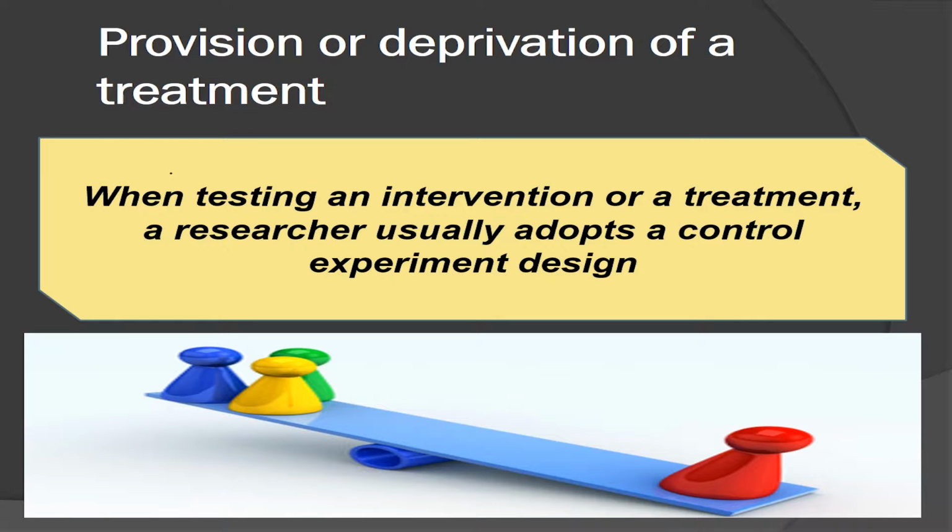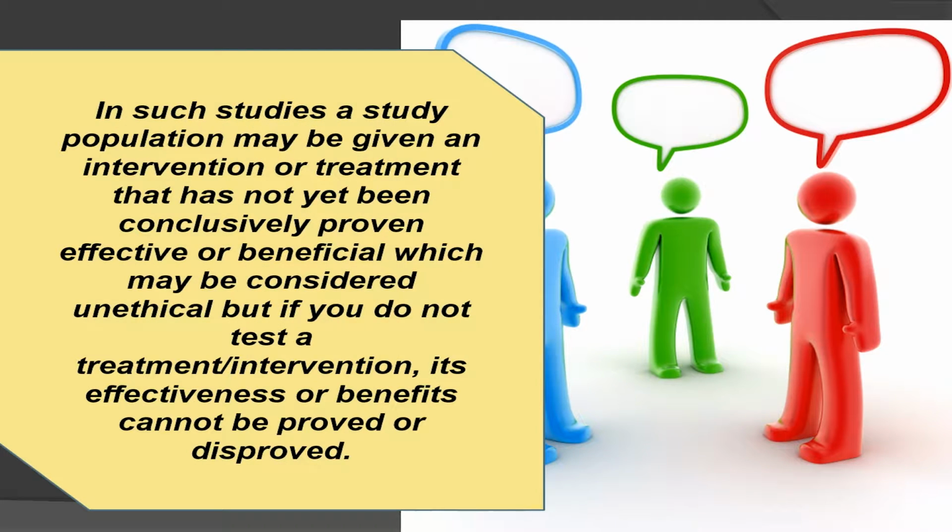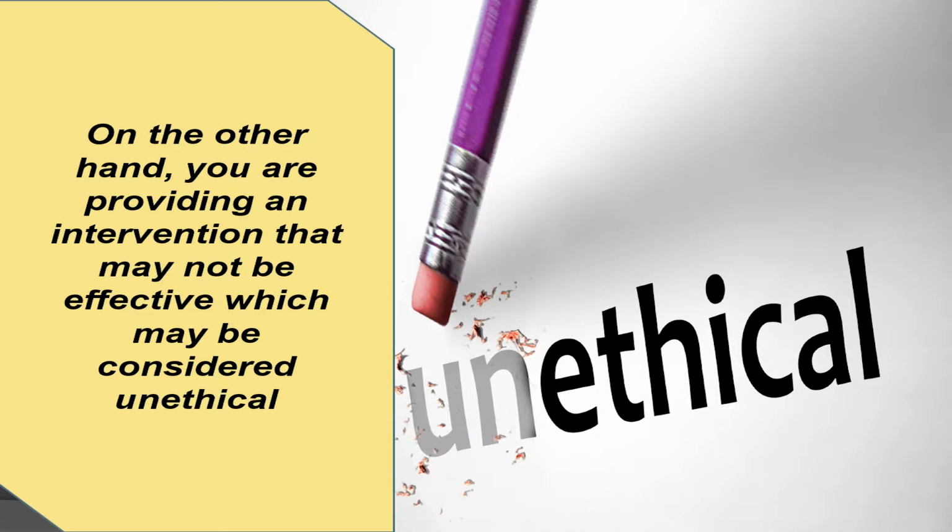When testing an intervention or a treatment, a researcher usually adopts a control experiment design. In such studies, a study population may be given an intervention or treatment that has not yet been conclusively proven effective or beneficial, which may be considered unethical. But if you do not test a treatment or an intervention, its effectiveness or its benefits cannot be proved or disproved. On the other hand, you are providing an intervention that may not be effective, which may be considered unethical.